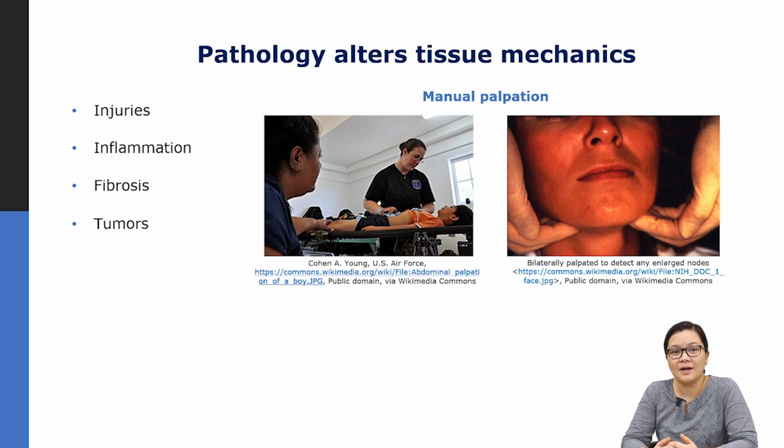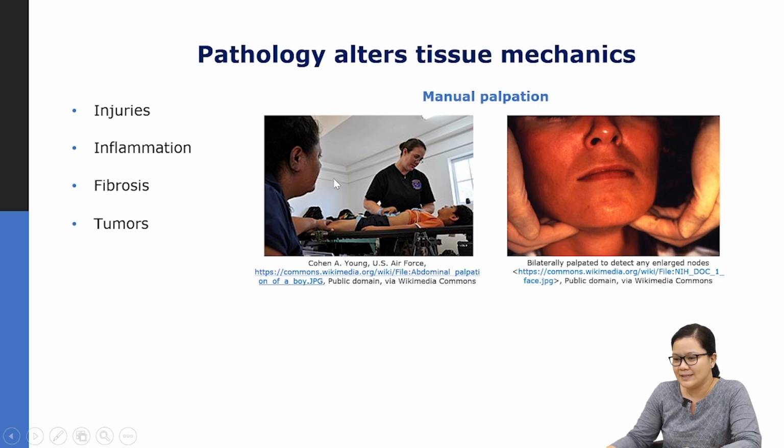So we know that pathology alters tissue mechanics. If a person has any injuries, inflammation, fibrosis, which is a buildup of extracellular matrix proteins in the tissue, and tumors, which can lead to cancer. Typically, when these diseases are diagnosed, the patient would present themselves into the clinic, and the first thing the clinician would do is to palpate different regions of your body to assess whether there are any changes in the mechanical properties of your tissue. So this type of procedure is called manual palpation.